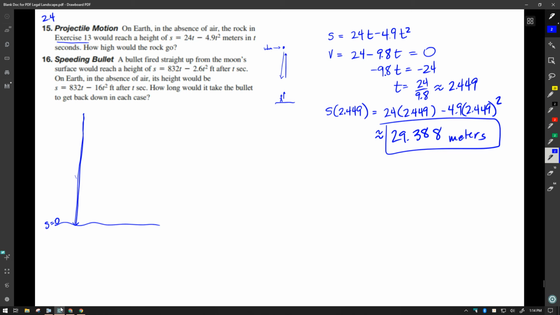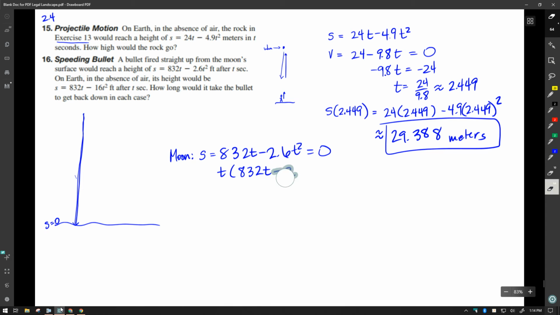So let's start with the moon. For number 16, the moon, we know that that position function is 832t minus 2.6t squared. Let's set the position equal to 0. That represents the ground. We know we can factor out a common t. So let's say 832 minus 2.6t equals 0. This gives us t equals 0. So at time 0, the bullet is on the ground. Yep, that makes sense. It hasn't been fired yet.